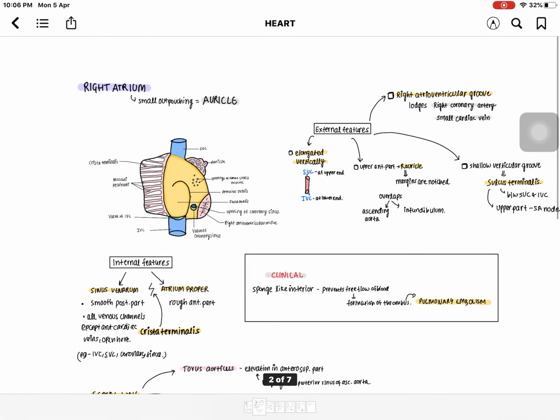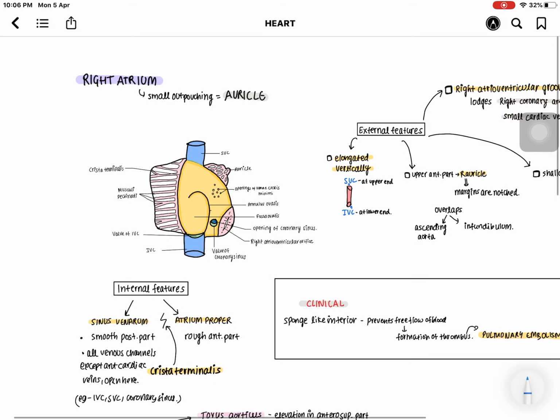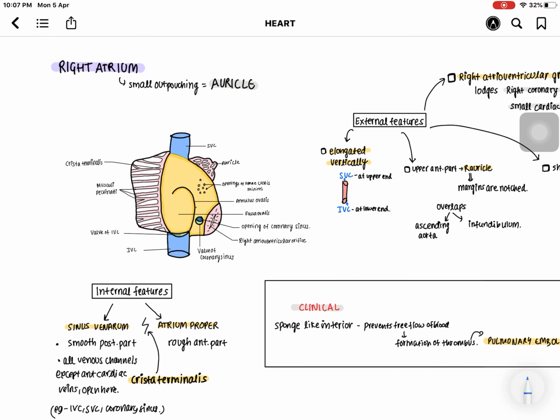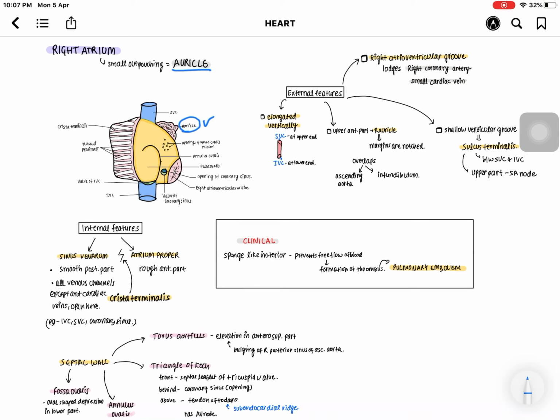Now we'll see the chambers of the heart. Coming to the right atrium, usually from the right atrium a small outpouching is present. It is called the auricle. As we can see in this diagram, this is the auricle. We will look at the external features and internal features of the right atrium.